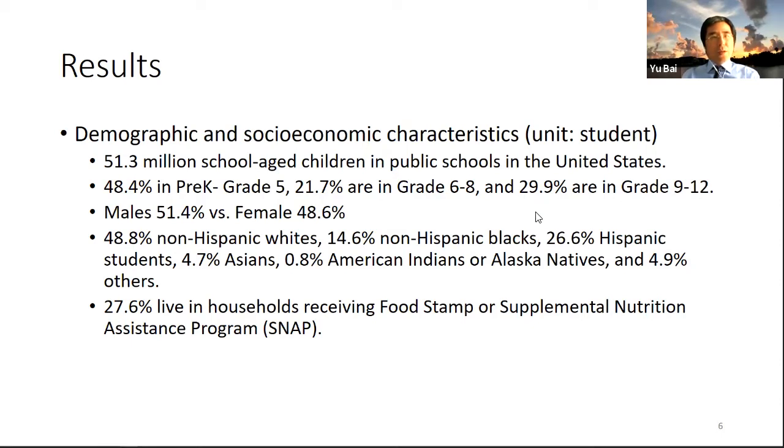51.3 million school-aged children are enrolled in public schools in the United States. Less than half of them are in elementary schools. Less than half of them are non-Hispanic whites. 15% of them are non-Hispanic Blacks. Over 1/4 of the students live in households receiving SNAP.